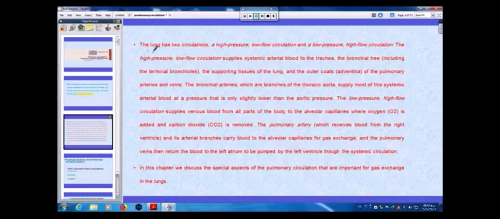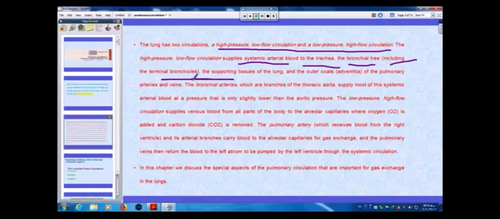In general, the lung has two circulations: a high pressure, low flow circulation, and a low pressure, high flow circulation. Okay, two in the lungs. The high pressure, low flow circulation supplies systemic arterial blood to the trachea and bronchial trees, including the terminal bronchioles and the supporting tissue of the lung, and the outer coats, adventitia, of the pulmonary arteries and veins. The bronchial arteries, which are branches of the thoracic aorta, supply most of this systemic arterial blood at a pressure that is only slightly lower than the aortic pressure.